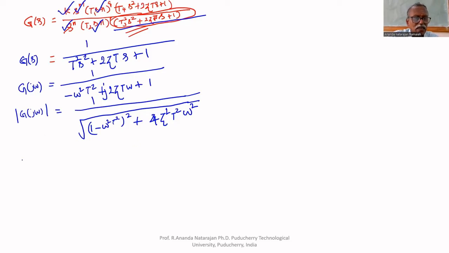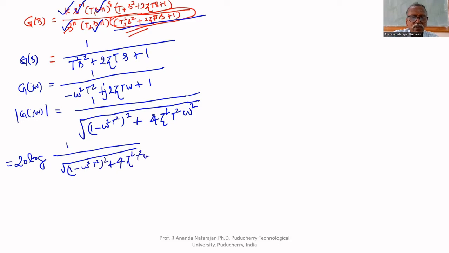If you write this in decibel scale, it is 20 log 1 by square root of 1 minus omega square tau square whole square plus 4 zeta square tau square omega square. In that case, again, we will consider two cases.